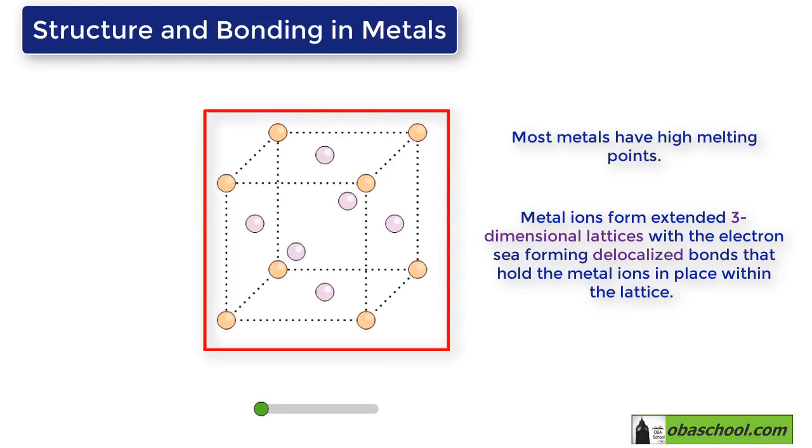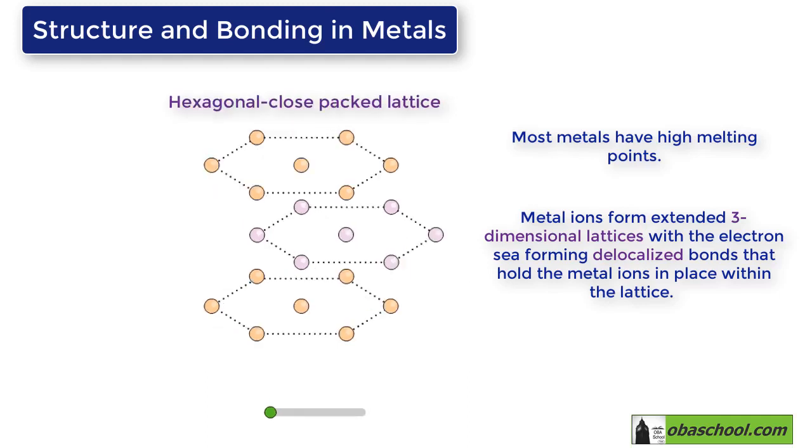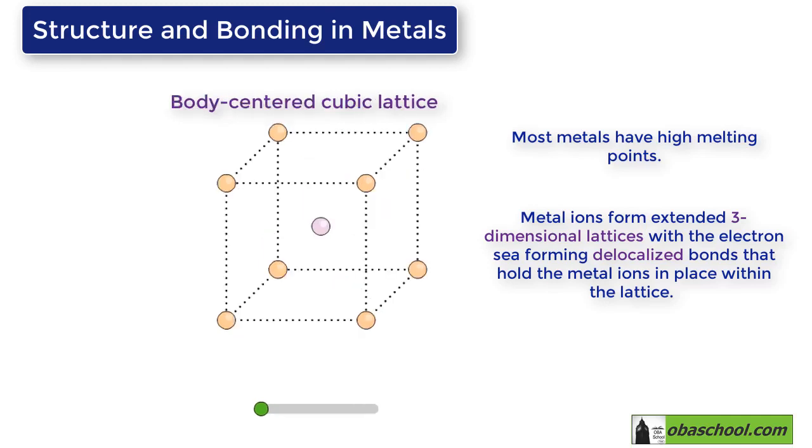So in this figure you can see the face-centered cubic lattice. This is the hexagonal close-packed lattice and the body-centered cubic lattice. The body-centered cubic lattice has the most space within its lattice.